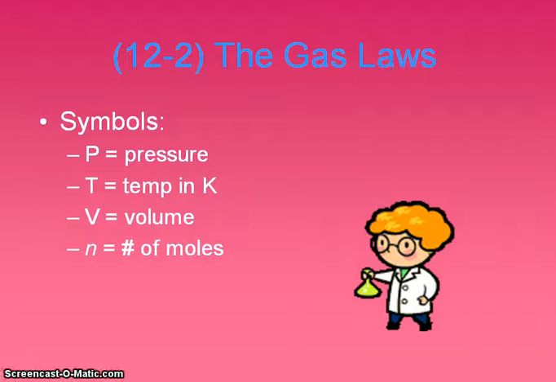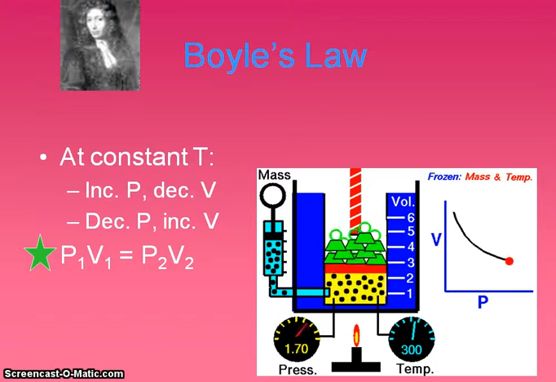Chapter 12, Section 2, Part 1 begins the gas laws, and the symbols that we're going to be using throughout this chapter are P for pressure, T for temperature, and the unit should be Kelvin. V will stand for volume, and then N will stand for the number of moles. So our first law is called Boyle's Law.